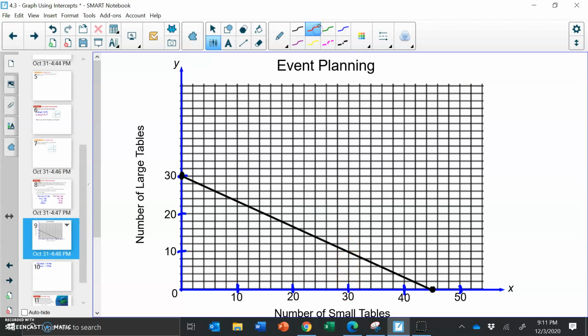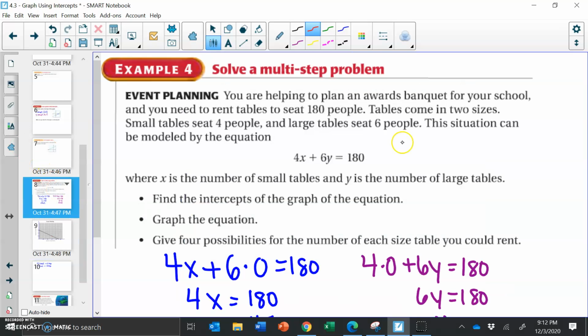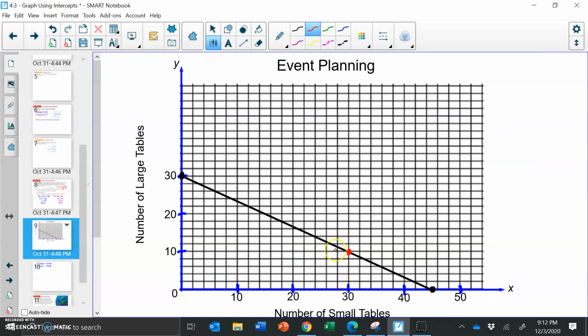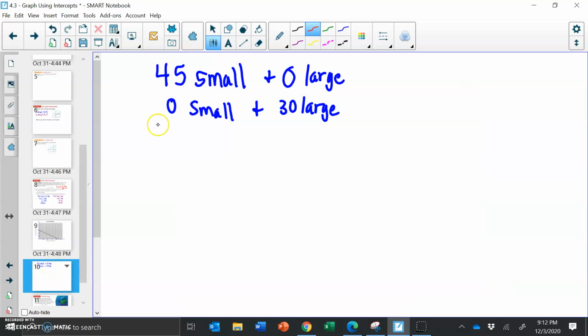It looks like this might be one. 30 small tables and 10 large ones. We can check that by plugging it back into the equation. So 4 times 30 plus 6 times 10. Will that give me 180? It will. So another possibility is the point 30, 10. That would be 30 small tables and 10 large.